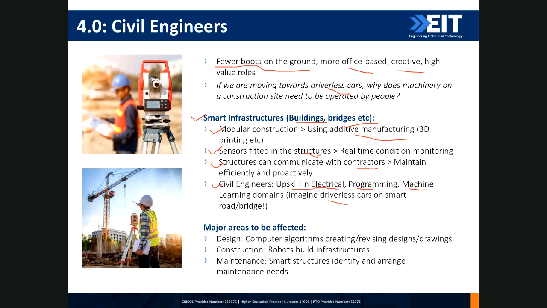So major areas to be affected in civil engineering would be, again, design, where computer algorithms are creating and revising drawings; construction, where robots are actually building infrastructure without the need of engineers or construction workers; and maintenance, as I already mentioned, where structures can self-identify faults and arrange their maintenance needs without involving any humans. So these are the areas impacted in different disciplines.